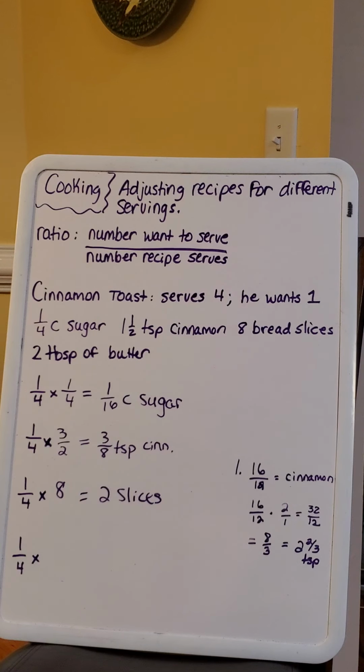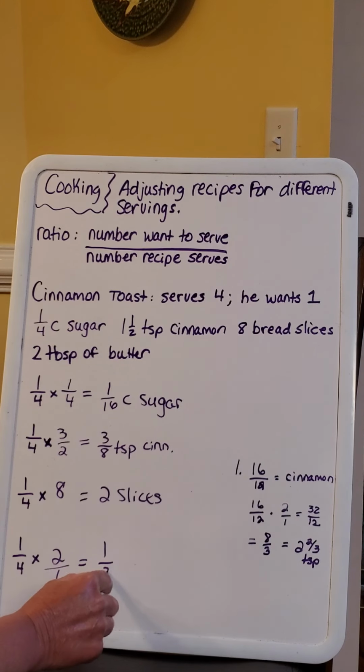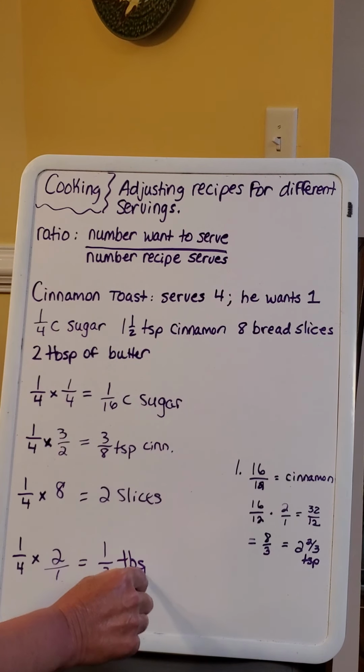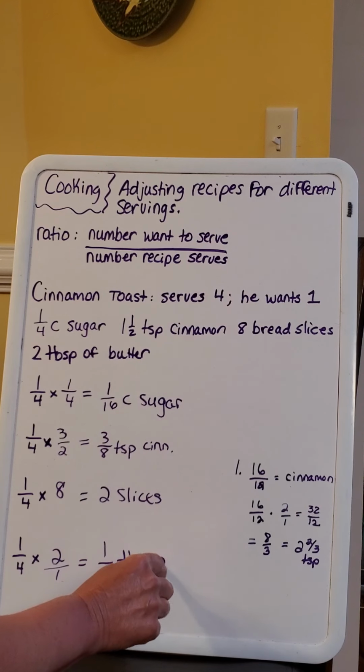And then last is the butter. So you need 2 tablespoons of butter. And again, with this one, you're actually dividing, but in this case, I'll put the 1 under there. You can put a 1 under a whole number to make it look like a fraction. 1 times 2 is 2, 4 times 1 is 4, 2/4, which reduces down to 1/2. So you would only need 1/2 of a tablespoon of butter.